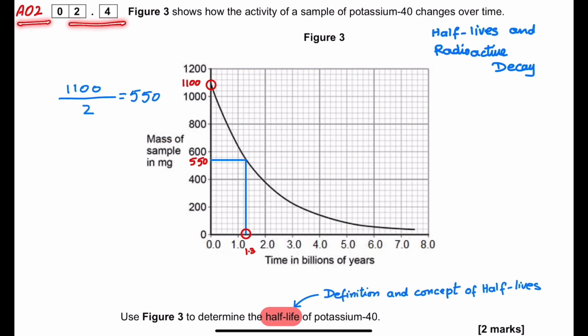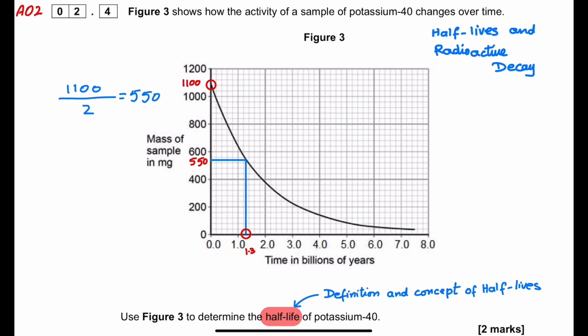2.4 is an AO2 question. Figure number 3 shows how the activity of a sample of potassium 40 changes over time. Figure number 3 is given here, in which the graph is given. The mass of the sample in milligrams is along the y-axis, where the time in billions of years is along the x-axis. We can see here the graph is gradually going down with time. Use figure number 3 to determine the half-life of potassium 40.